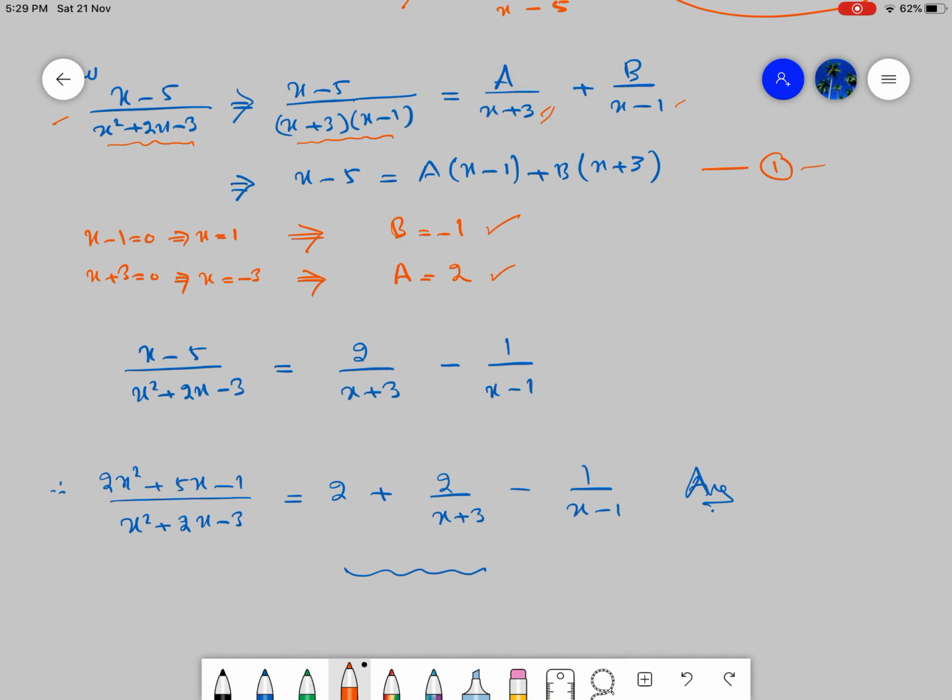Therefore (x minus 5) over (x squared plus 2x minus 3) is equal to the values of A and B inserted in here, and you will get the partial fraction of this fraction. The original fraction, (2x squared plus 5x minus 11) over (x squared plus 2x minus 3), was 2 plus the other part. So the other part has these factors, and our answer is 2 plus 2 over (x plus 3) minus 1 over (x minus 1).